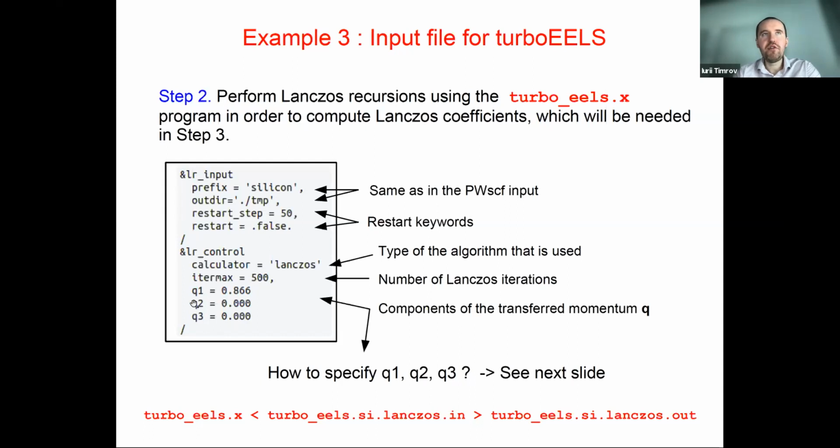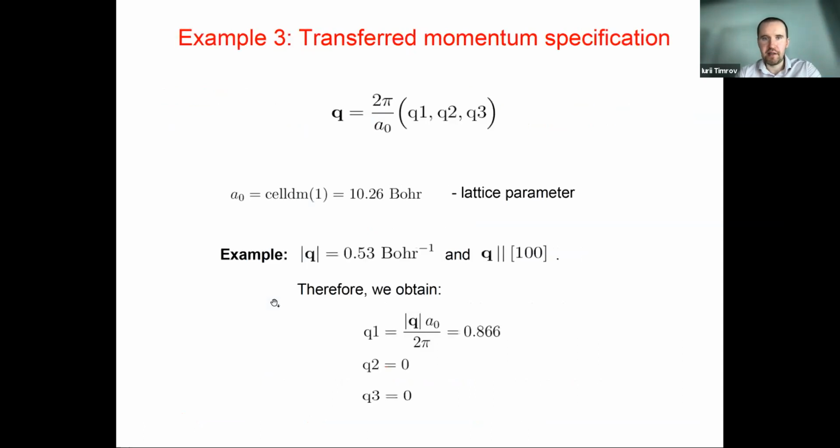I recall that the Q vector is the so-called transferred momentum, because when an electron is scattered in a chunk of silicon, this electron loses energy and it loses momentum. So Q is the amount of momentum which was lost due to the inelastic scattering. And so we have three components in Cartesian coordinates, in units of 2 pi over a. So let's discuss in more detail how to specify the Q vector. It's on the next slide.